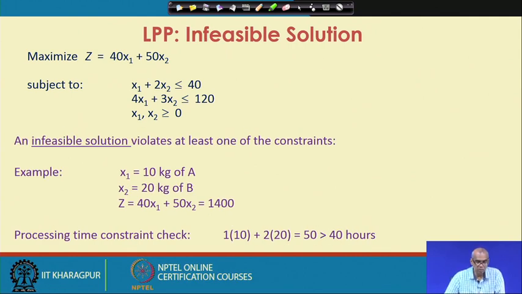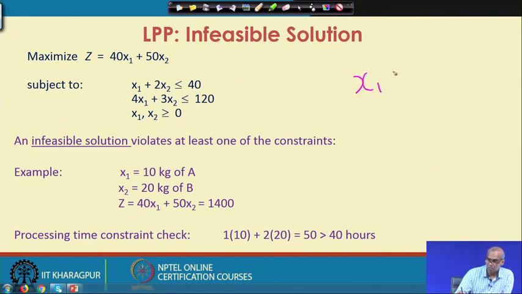Infeasible solution will violate at least one of the constraints. For example, let us take x 1 equal to 10 and x 2 equal to 20. The objective function you can compute as 1400, which is much higher than the previous value for x 1 equal to 5 and x 2 equal to 10.